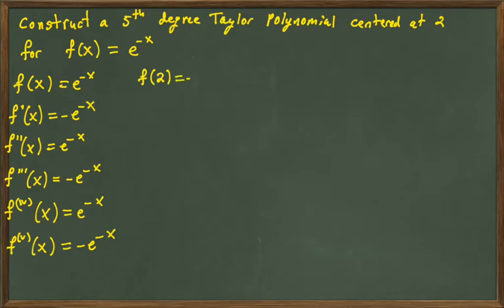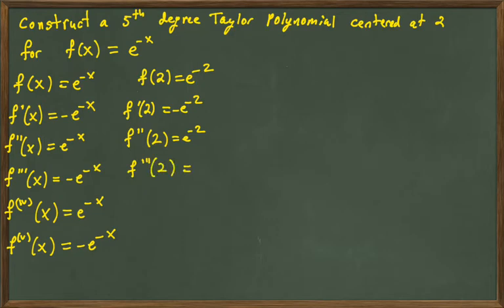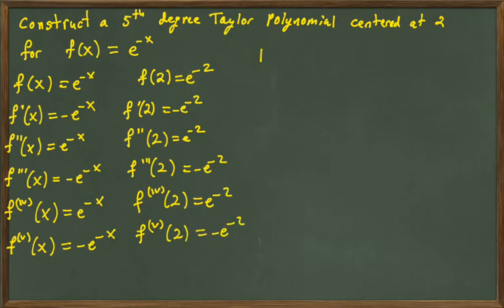So f of 2 is e to the negative 2, f prime of 2 is equal to negative e to the negative 2, f double prime of 2 is e to the negative 2. The third derivative evaluated at 2 would be negative e to the negative 2. Fourth derivative evaluated at 2 would be e to the negative 2, and the 5th derivative evaluated at 2 is equal to negative e to the negative 2.